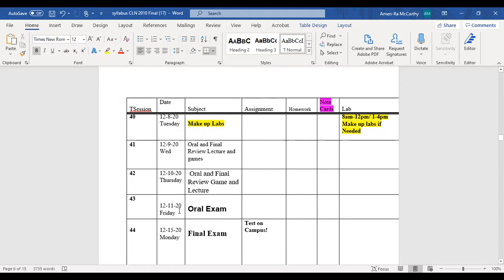Now, Friday, December 11th is your oral exam, whether it's going to be on campus or online, I'm not sure. I'm going to find that out today, okay? I will find that out today and let you know for sure what he says, because he will probably send you an email with a drop down. Okay, it's going to be a Microsoft drop down. When you open it up, there's going to be a little drop box with your name. You drop it, you pick your name and pick your time, right? That's how we have been doing it.